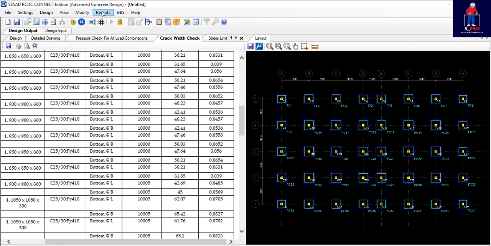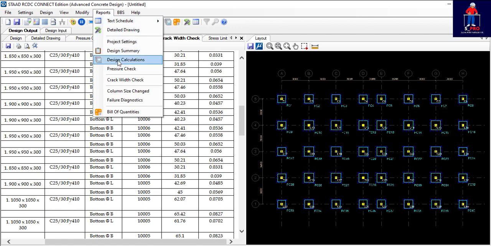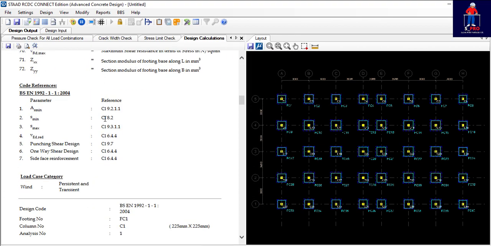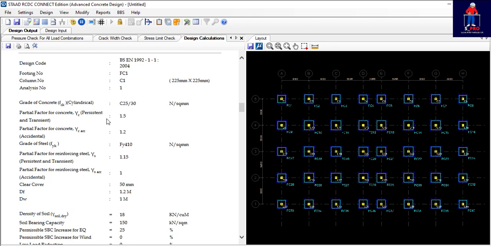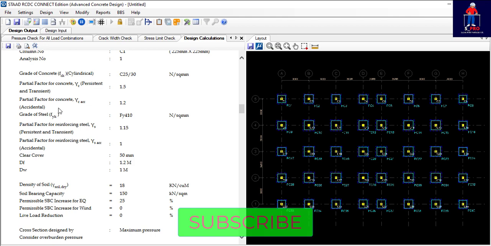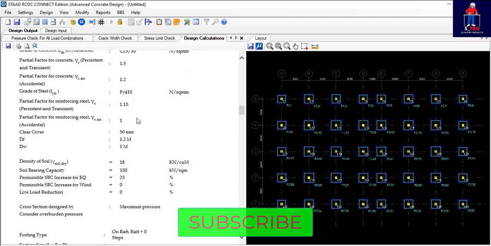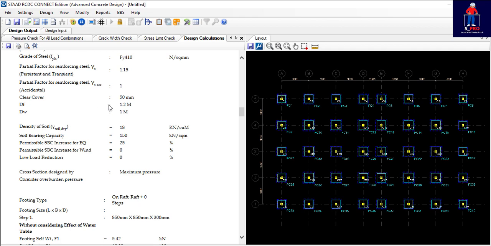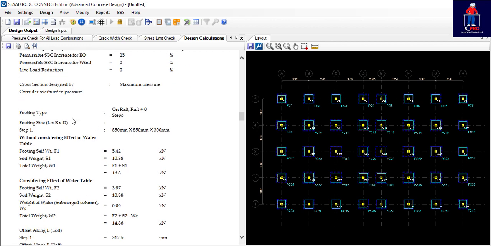Then we can go to the detailed design calculations. Let me just pick footing number one, and we check for that one. This one has all the other checks we have done, a comprehensive output. I have the grade of concrete, these are my inputs, 25-30. Partial factor for concrete 1.5, partial factor for steel 1.2, steel grade 410, clear cover 50, embedment depth 1.2, water level 1 meter, and density of soil. These ones you have seen on the other side.